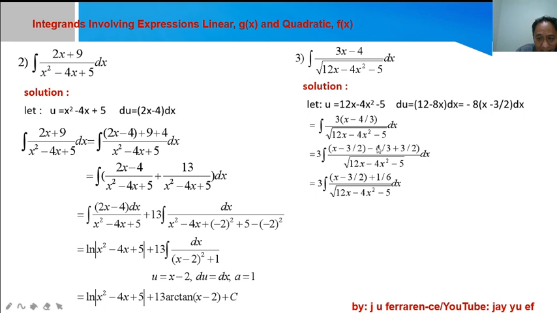So, I'm adding 3 halves because I'm inserting a negative 3 halves. Okay, what is their sum? That is 1/6.